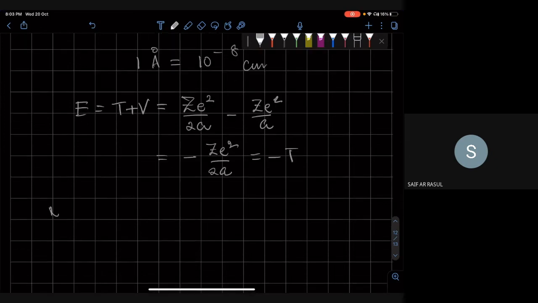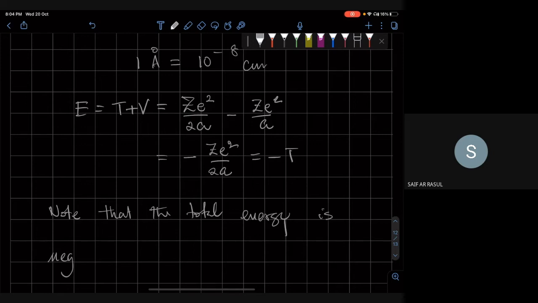So note that the total energy is negative, okay? Is that a surprise? Is this related to potential? Mm, yeah, the surface is 0, and the further you go, you get minus. Right. So what does negative total energy tell us?